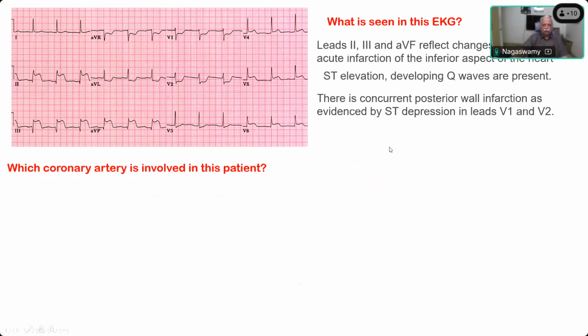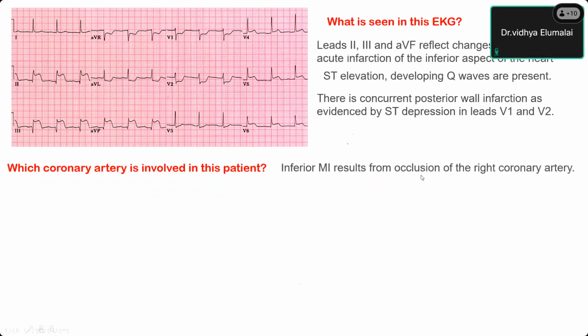Which coronary artery is involved in this patient if it is an acute infarction? Left anterior descending? Posterior wall, the left coronary? Right, posterior and inferior, posterior interventricular. Inferior MI is due to occlusion of the right coronary artery, okay, not the left. The left anterior descending will be seen mainly in V2, V3, V4. That is the left coronary area.